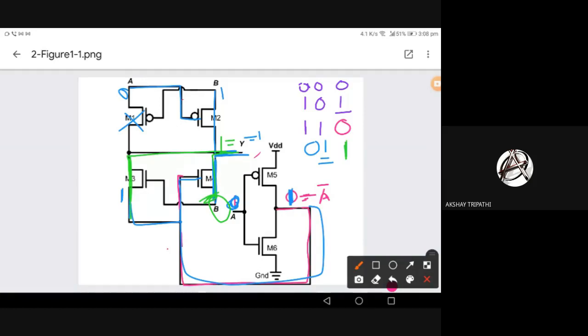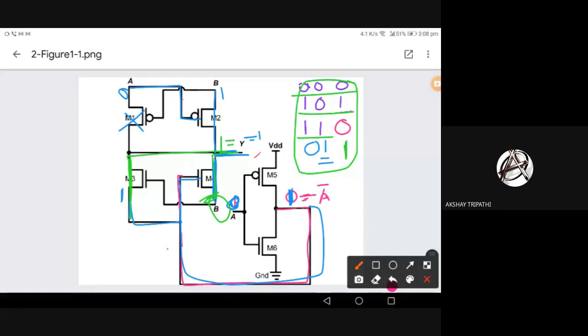So what type of gate is this? We have the fourth condition completed. So what kind of gate is this? 0 0 0, 1 0 1, 1 1 0, 0 1 1. XOR gate. Yeah, this is definitely XOR gate.